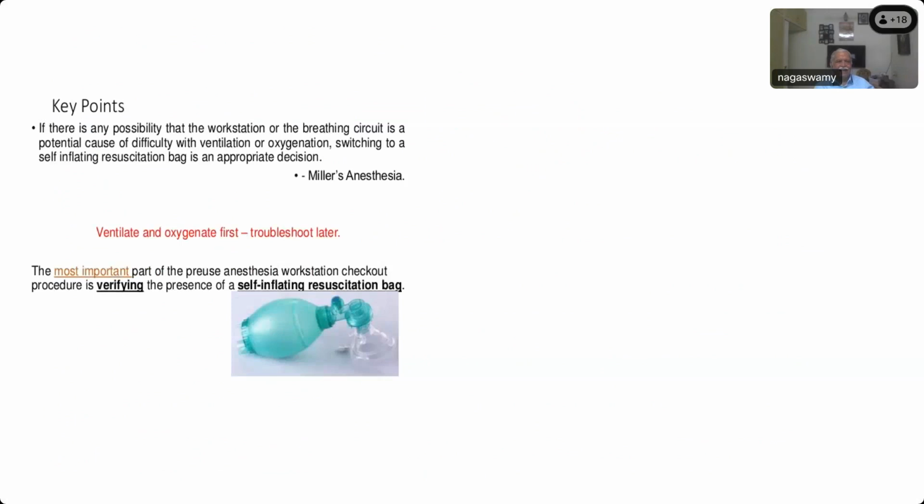Okay. So this is another important thing that they will ask you: what is the first thing you will check when you start using the anesthesia machine? If there is any possibility that the workstation or breathing circuit is a potential cause of difficulty with ventilation or oxygenation, switching to a self-inflating resuscitation bag is an appropriate decision. So ventilate and oxygenate first, troubleshoot later. This is the basic mantra every anesthetist should remember. And it is most important that verifying the presence of a working self-inflating resuscitation bag is very, very important inside every operation theater where anesthetic machines are being used, or even if you are going to do a surgery under a regional technique.